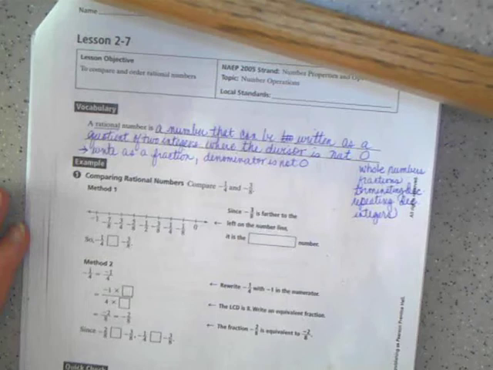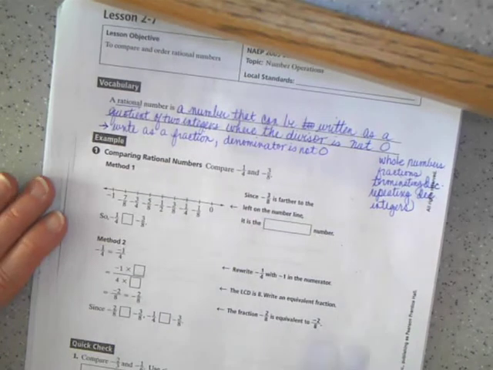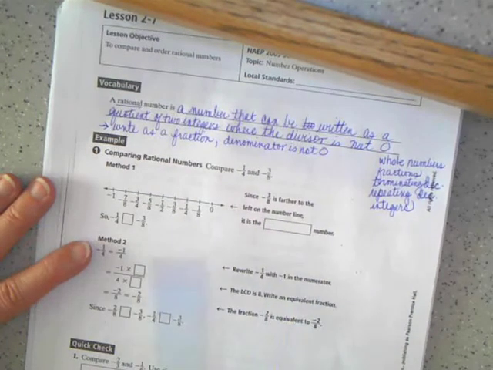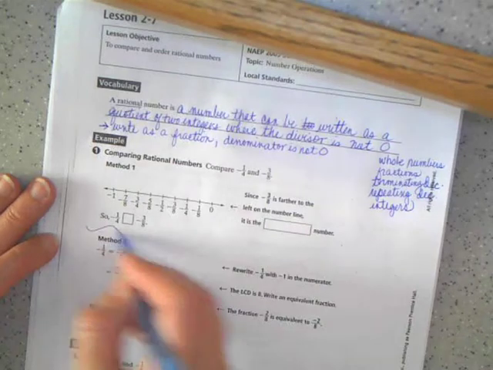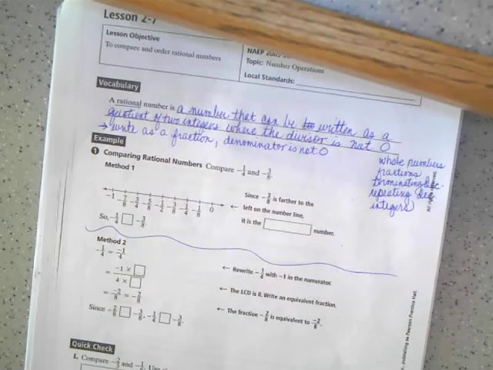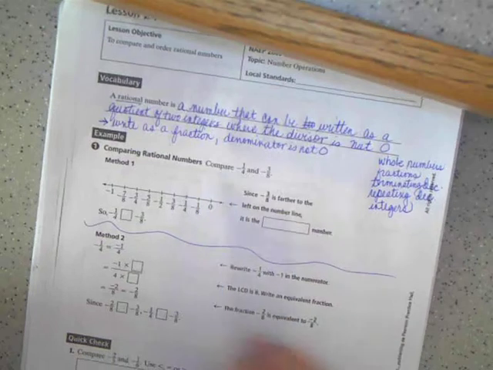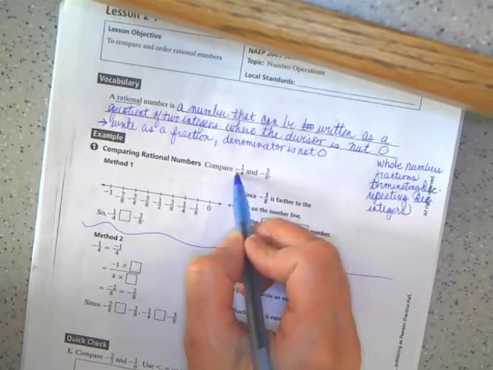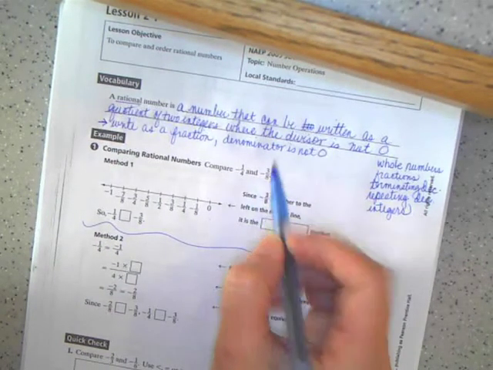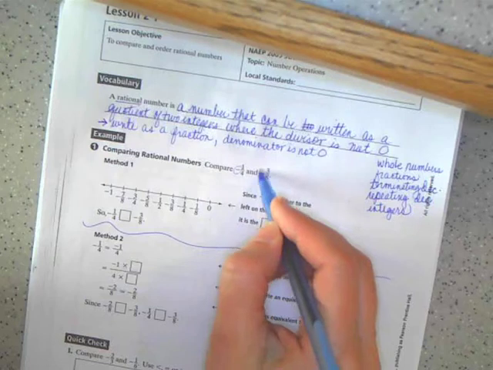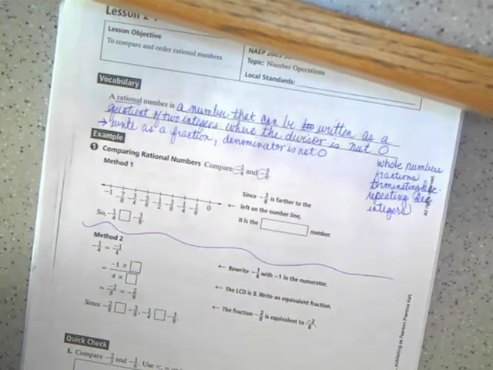So here we go. Comparing rational numbers. This one is looking at plotting them on a number line, which is one way to do it. A second way to do it will be similar to what we did in an earlier section. Okay, so we want to compare negative 1/4 and negative 3/8. It's important to note that these are negative numbers.